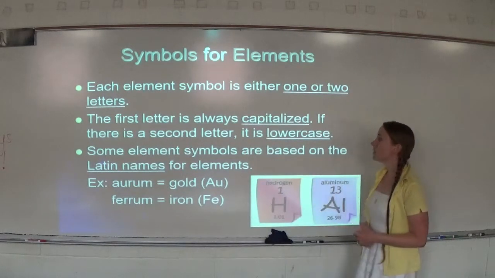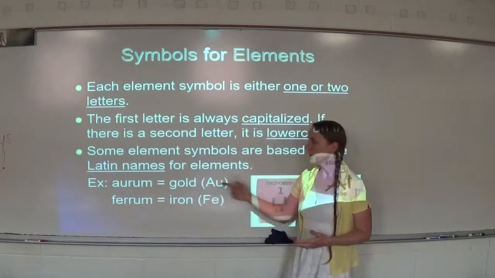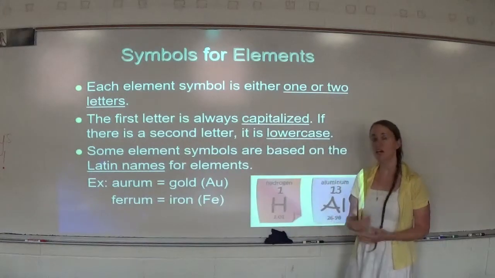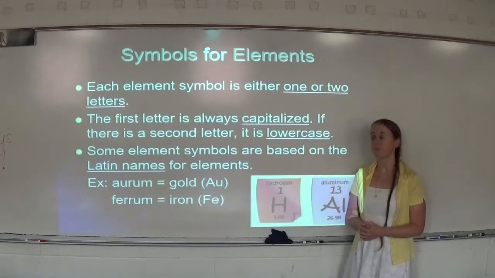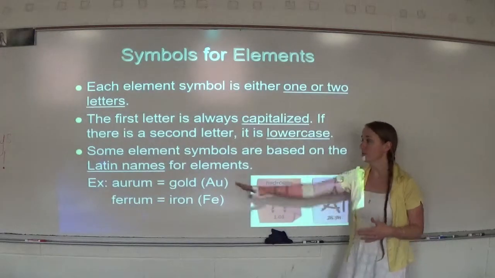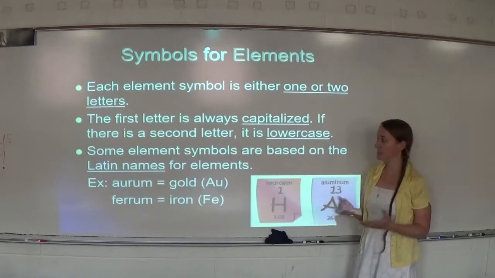Some element symbols are based on the Latin names for elements. For example, aurum is gold, that's why gold is Au. Ferrum is iron, that's why iron is Fe. If you watched the magnetism videos where we talked about a ferromagnetic core, ferro comes from ferrum, which is iron, and iron can be magnetized.